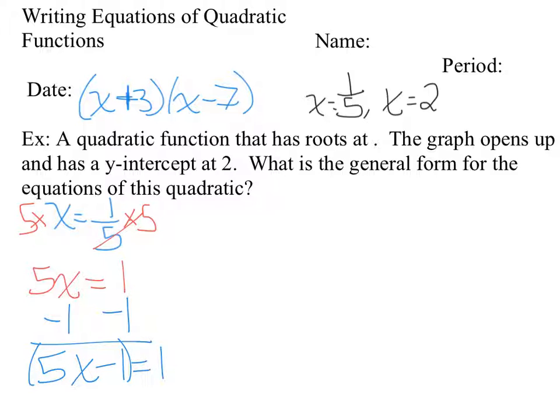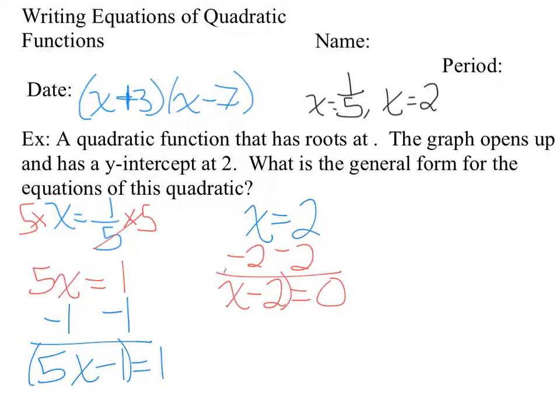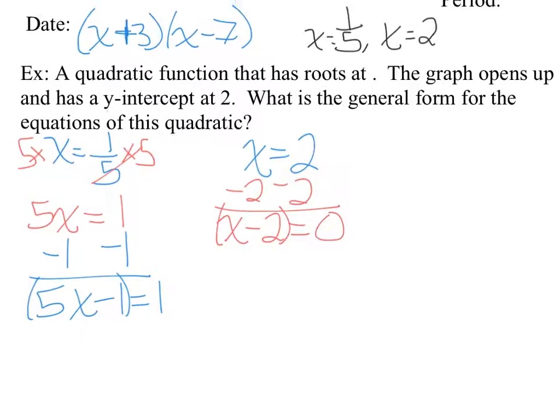And then you're going to do the same thing with x equals 2. So I want it to equal 0, so I'm going to subtract 2 from both sides, and I'm going to get x minus 2 equals 0. And this is my other factor. Okay, and since they're factors, we're going to put them together, and we are actually going to FOIL this.